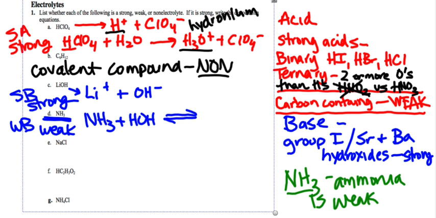H plus, and that's what happens. Bases are proton acceptors, and so we get NH4 plus and OH minus. This is what makes that basic. And because it's weak and it's going back and forth like that, it's not going to happen 100%.